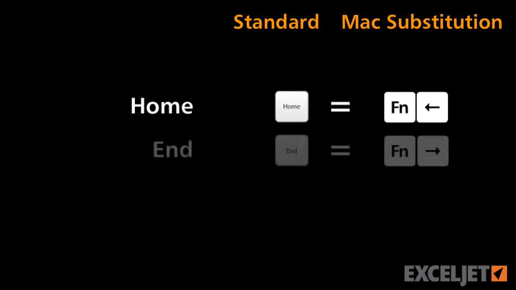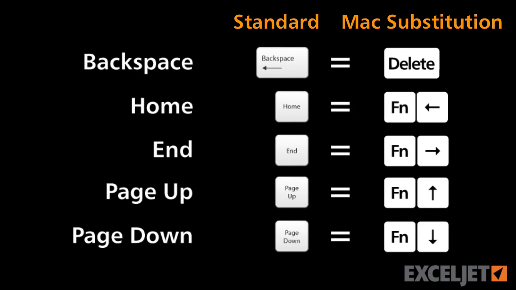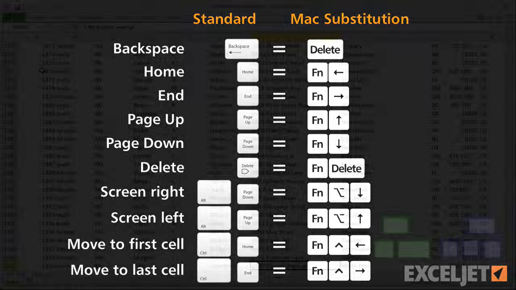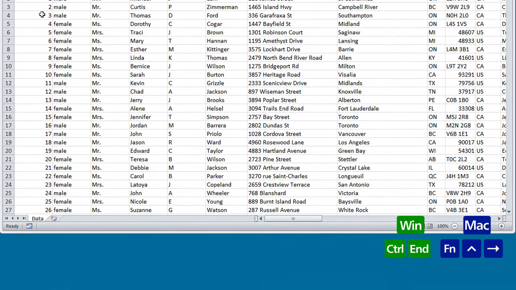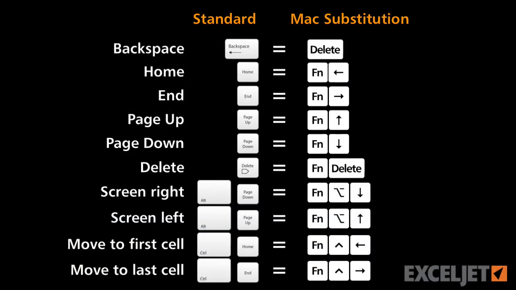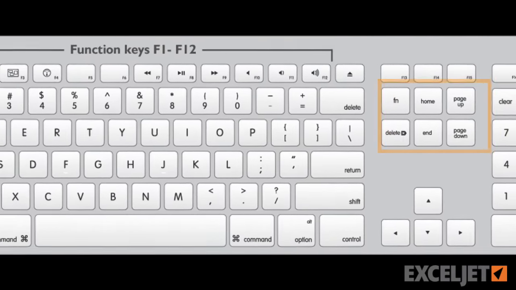A third difference on Macs is that certain keys like Home, End, Backspace, Page Up and Page Down, and so on are missing unless you're using an extended keyboard. This can make certain shortcuts on a Mac seem complicated because you need to use substitutions for these keys. But once you understand the substitutions, the shortcuts make more sense. If you're using an extended keyboard on a Mac, you won't have to worry about this.